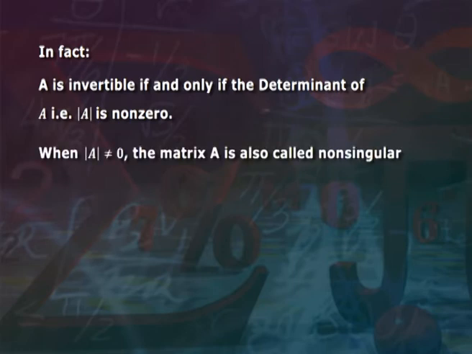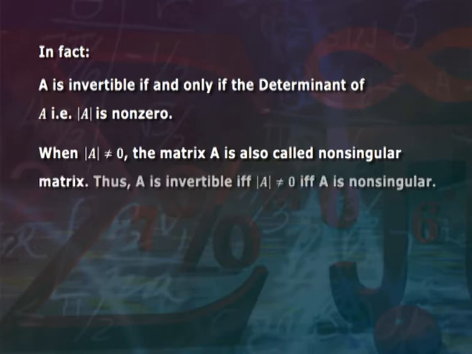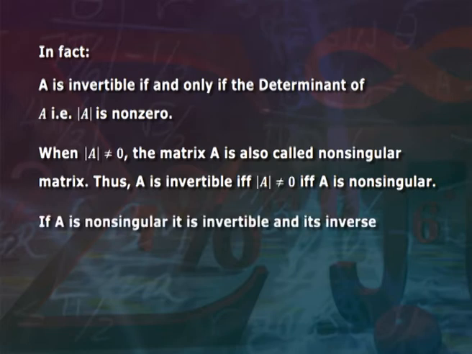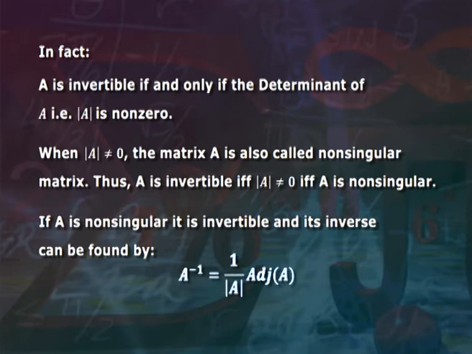When determinant A is non-zero, the matrix A is also called non-singular matrix. Thus, A is invertible if and only if determinant A is non-zero, if and only if A is non-singular. If A is non-singular, it is invertible and its inverse can be found by A inverse is equal to 1 divided by determinant of A multiplied by adjoint of A.